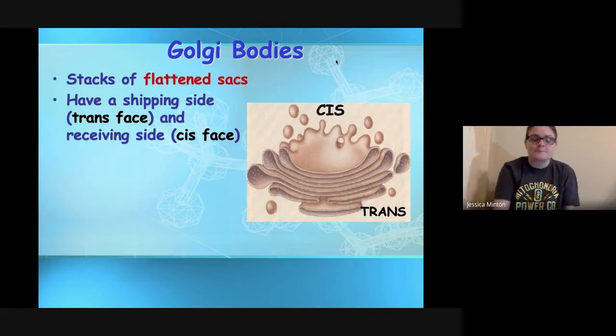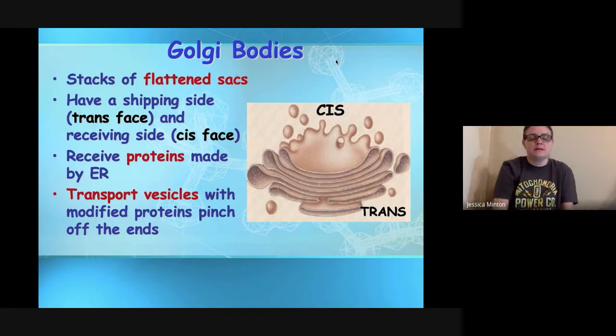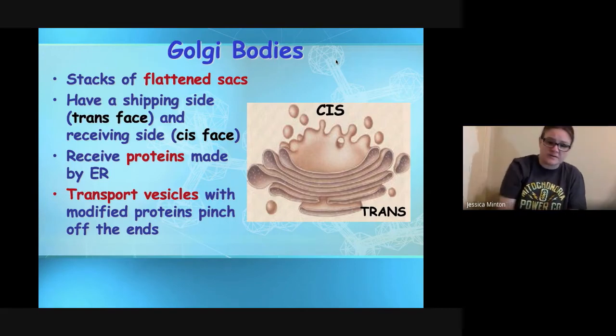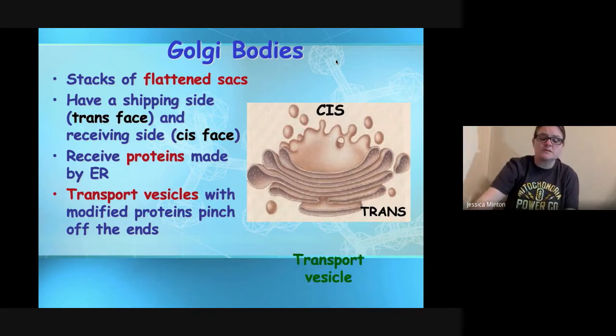So it receives proteins. These are going to end up being the ones that are going to be exported out. They receive the proteins from the ER. The transport vesicles are now going to modify those proteins, pinch it off, and put it in a receptacle that is going to move.